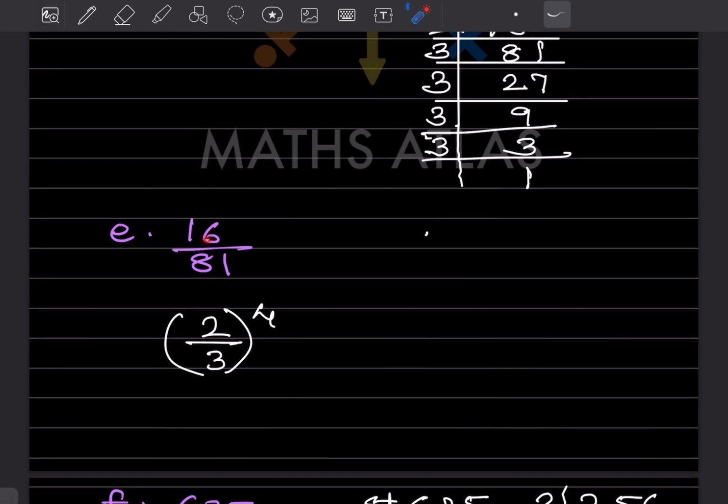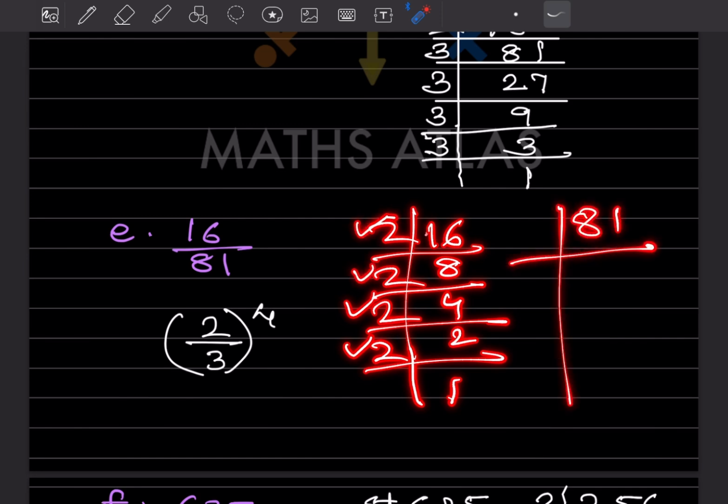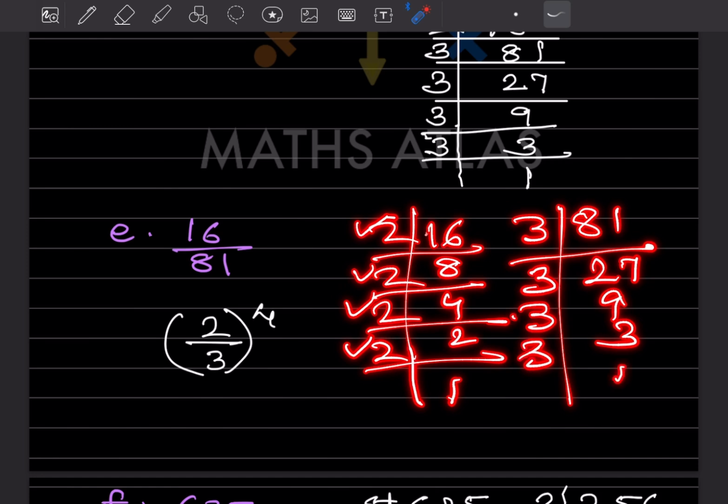Now for 16, if we take the factors of 16, 2 8s are 16, 2 4s are 8, 2 2s are 4, and 2 1s are 2. So we have 4 times 2. And for 81, this doesn't go with 2, so we will take 3: 3 27s are 81, 3 9s are 27, 3 3s are 9, and 3 1s are 3. This also is 4 times 3. So both are 4 times the same, so we can write here 2 by 3 raised to 4.